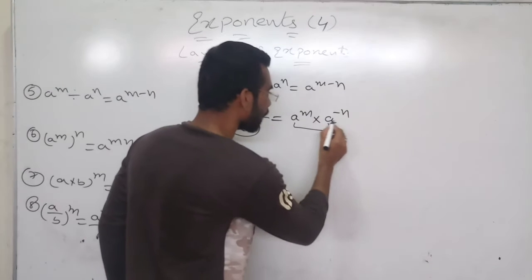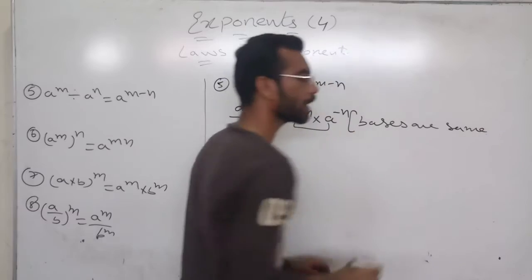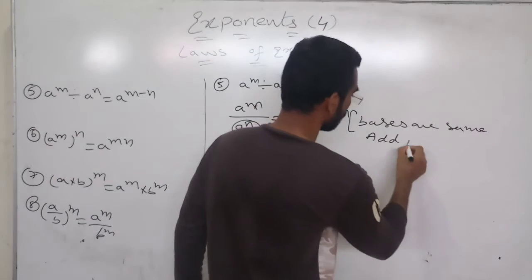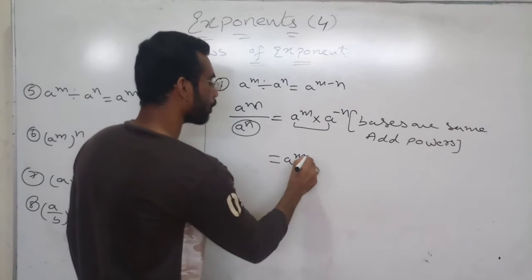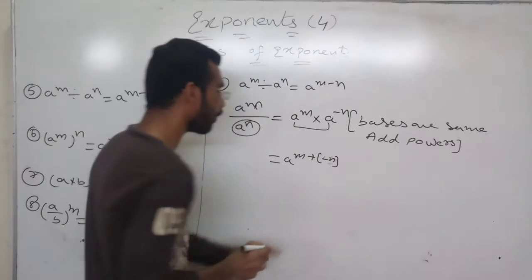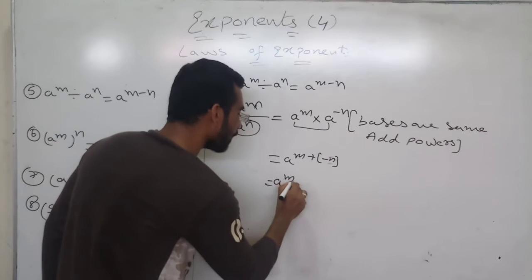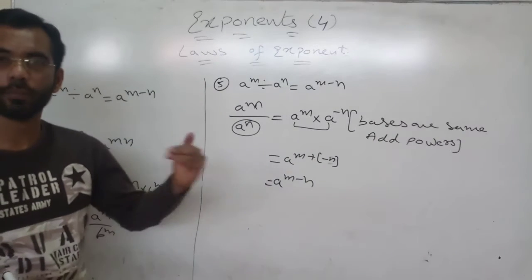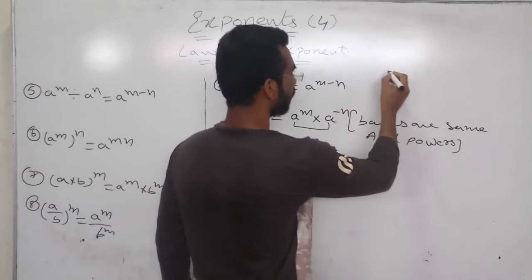Now see, a and a, the bases are same. If bases are same, what do we have to do? We should add the powers. Now a power of m plus minus n. Plus into minus, how much will it be? It will be minus: a power of m minus n. So a power of m divided by a power of n is equal to a power of m minus n. We will see one problem dependent on this.